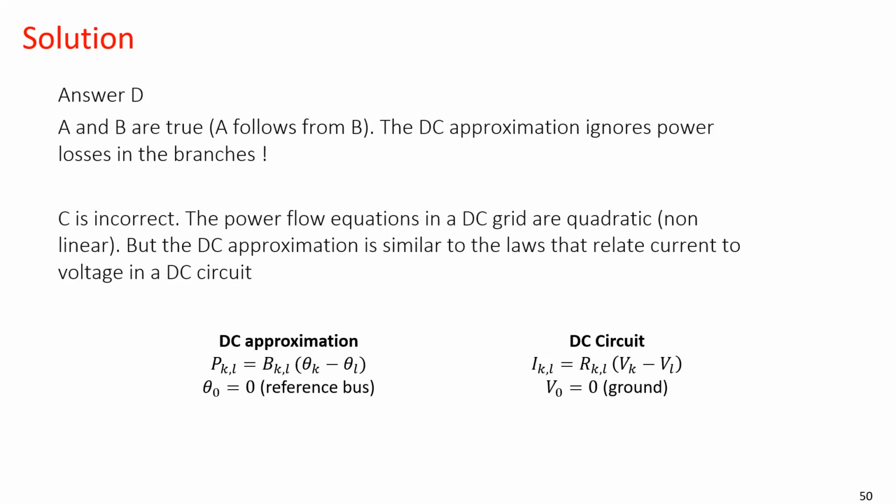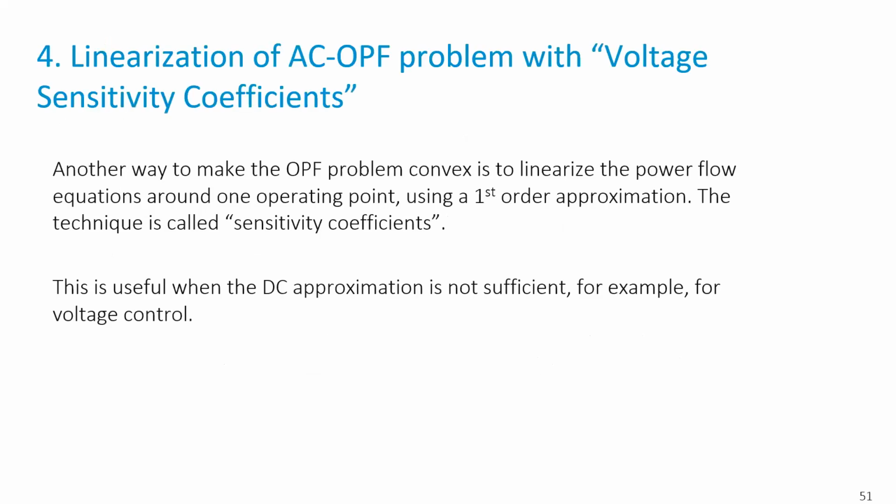But of course, in an AC grid, I was interested not in currents, but in power. That was our first radical approximation, the DC approximation. Another one that is very commonly used, and that's the only other one we will see in this lecture this year, is the linearization of the AC OPF problem.